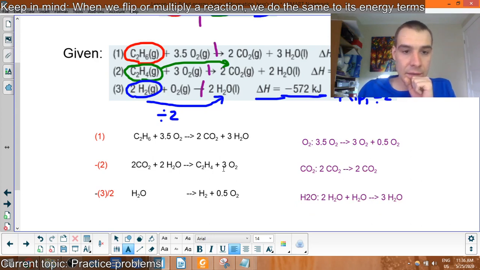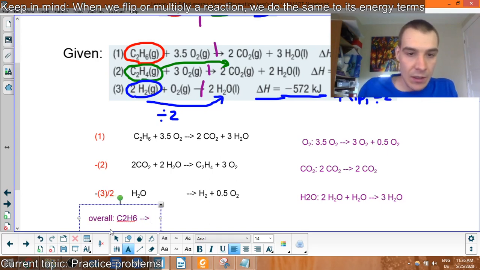So that takes care of everything, and then we have our C2H6, so our overall here is C2H6. We know that we took care of the O2, we know we took care of the CO2, we know we took care of the H2O, making C2H4 plus the single H2, which is exactly what our target was. That's what we wanted.